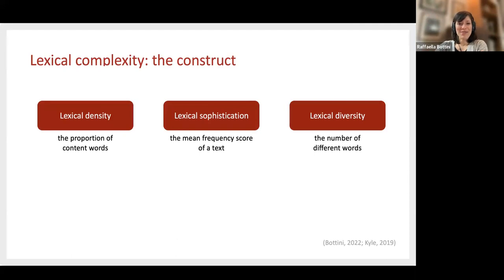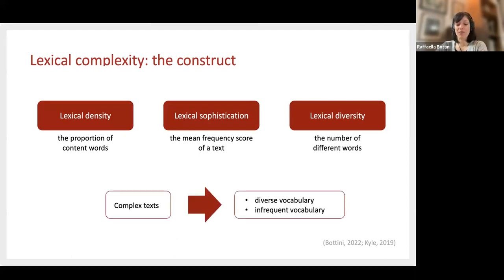So based on these definitions, the usual interpretation of lexical complexity scores is based on the identification of complex text as characterized by more diverse and more infrequent vocabulary. So this is the typical assumption, which I'm going to challenge a bit in this presentation.